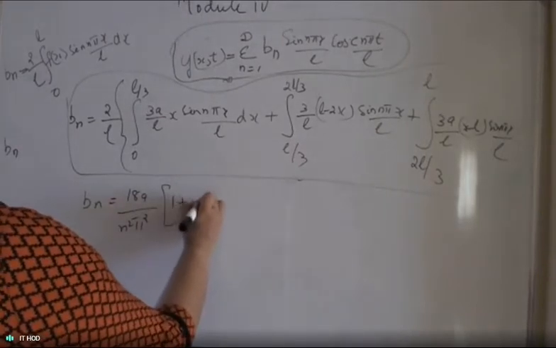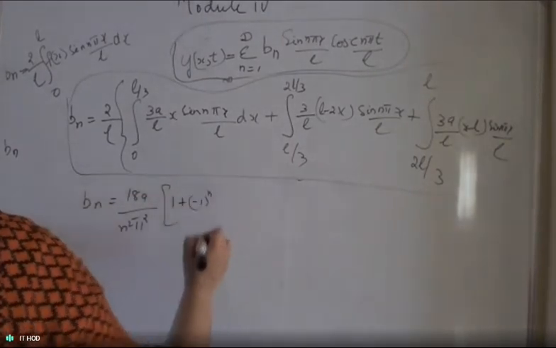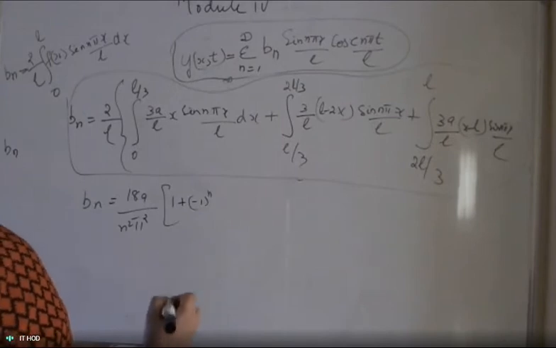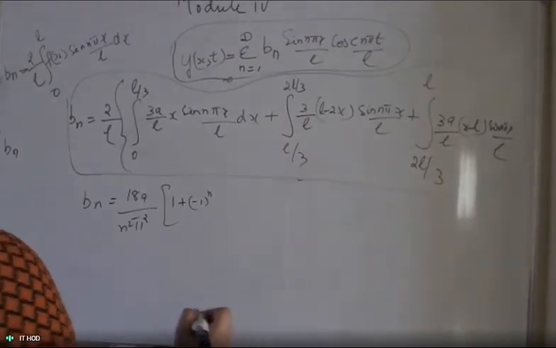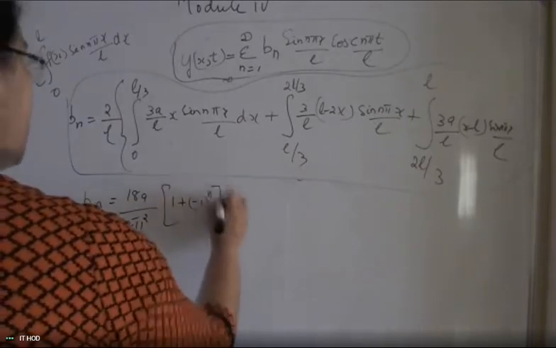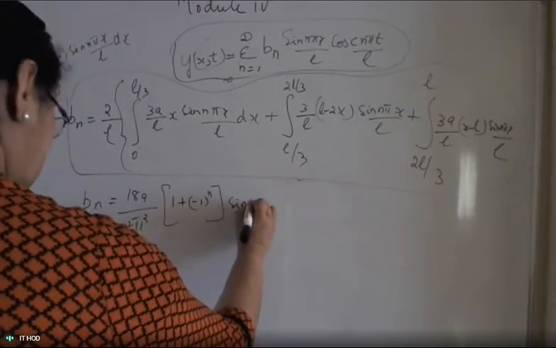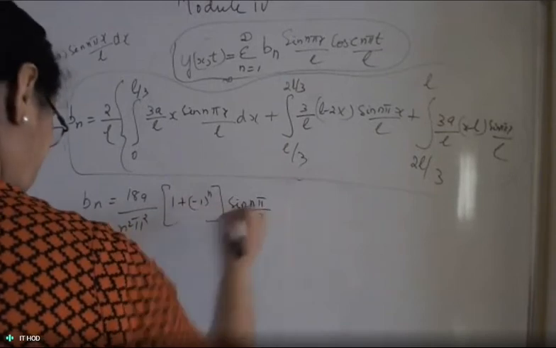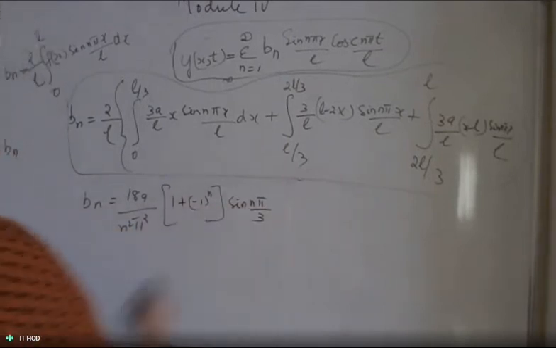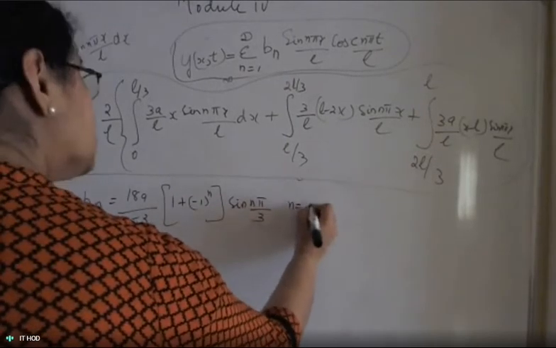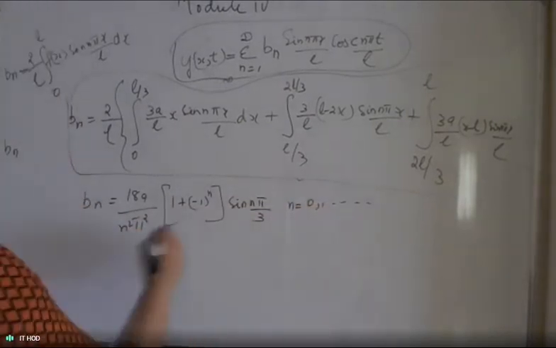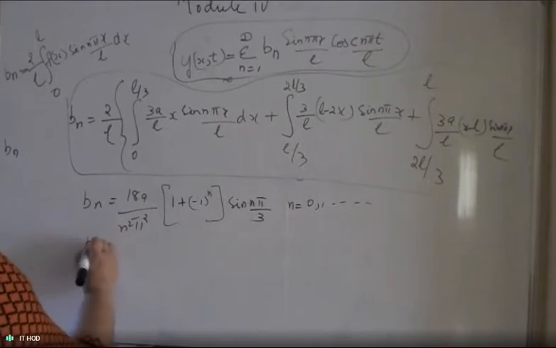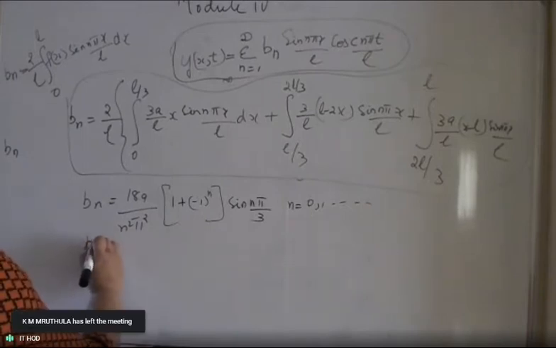Into 1 plus minus 1. I have given you all the steps in your notebook, in that PDF that I gave you. You can go through that. Every step is there. This is the final answer we are getting, where n is equal to 0, 1, 2, 3, etc. So we are getting Bn. We want to find each of these.